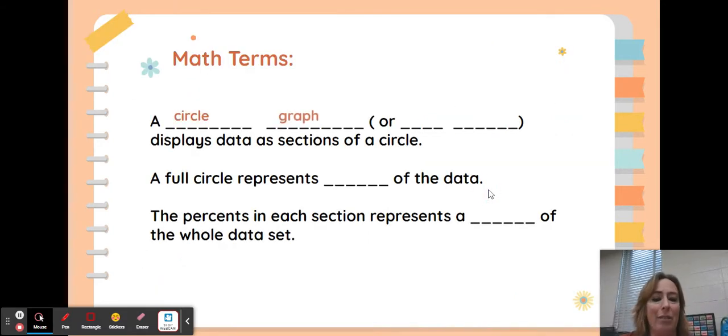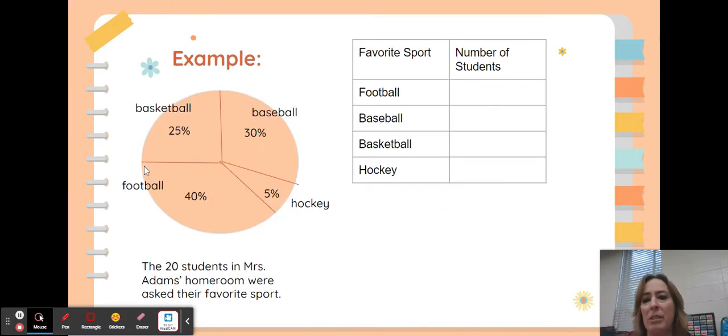A circle graph, we also call this a pie chart, or pie graph, could be another way, displays data as sections of a circle. Remember, a full circle represents 100% of the data. The percent in each section represents one part of that whole. Okay, so here's an example. Here we have a pie graph.